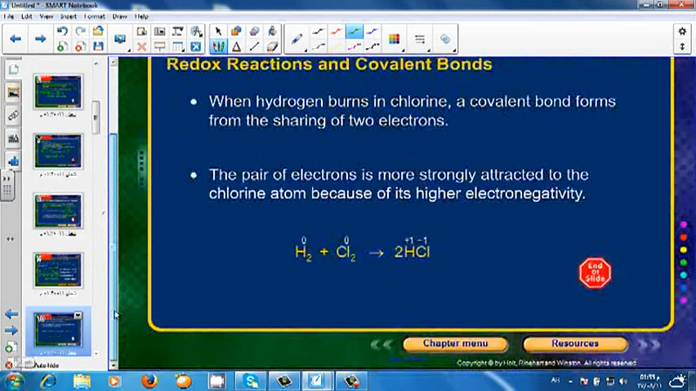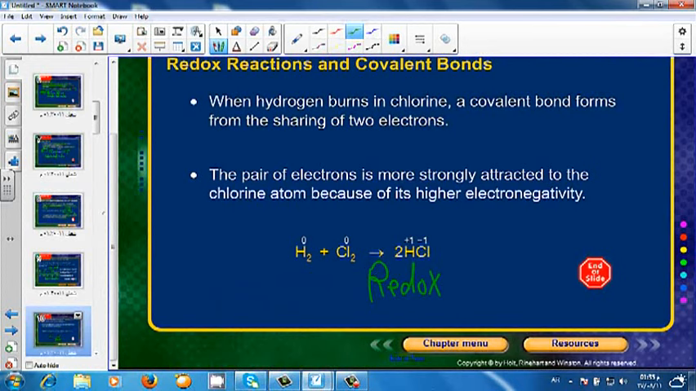Okay, so here we have another example. Hydrogen as an element, oxidation number 0, chlorine 0. In hydrogen chloride, the hydrogen takes +1 oxidation number, the chlorine takes -1 oxidation number. So I can judge that it is a redox reaction.